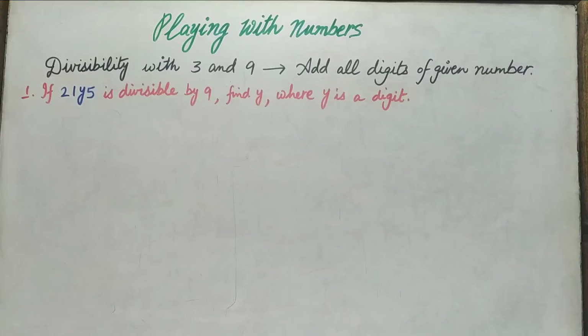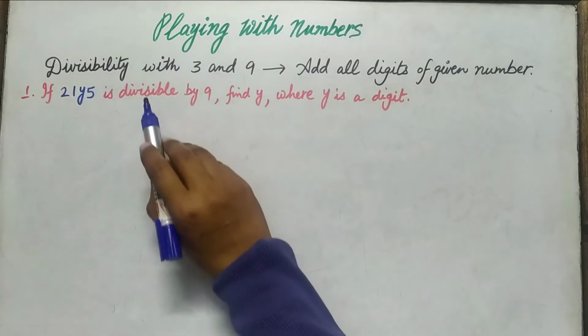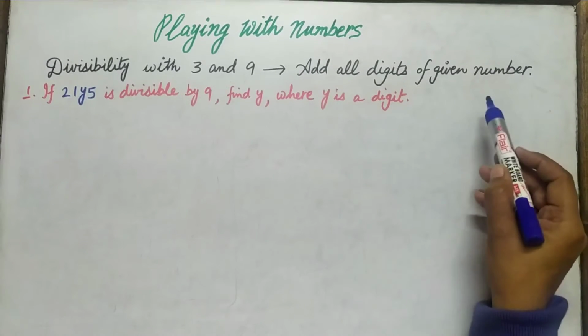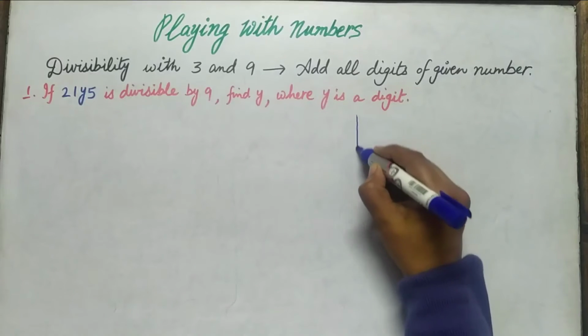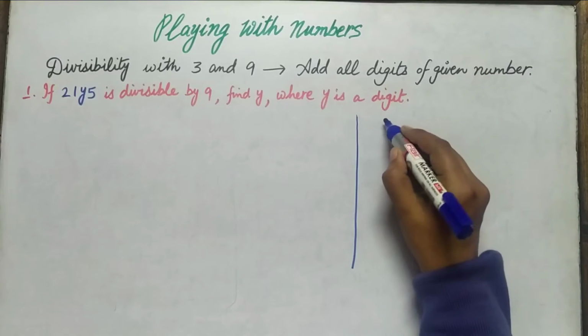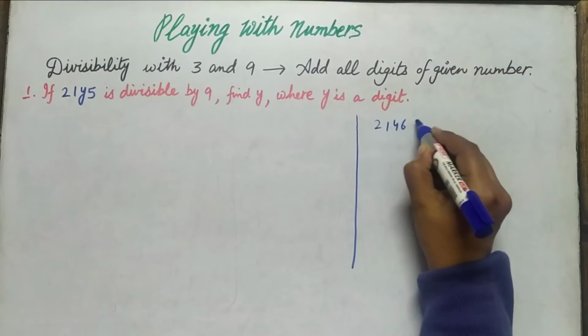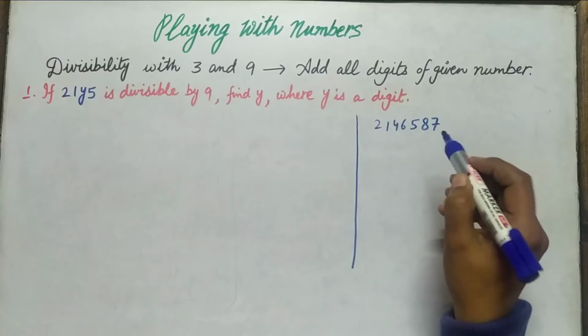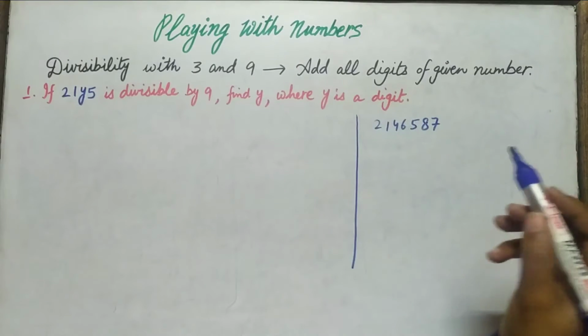The rules of dividing a 4-digit number, 5-digit, 6, 7 bigger numbers with the numbers 1, 2, 3, 4, 5, etc. There were some rules to divide a big number. The divisibility with 3 and 9 rule was add all the digits of given number. For example, suppose we are given the number 2146587. We have no need to divide this number by 3. We just follow the rule.